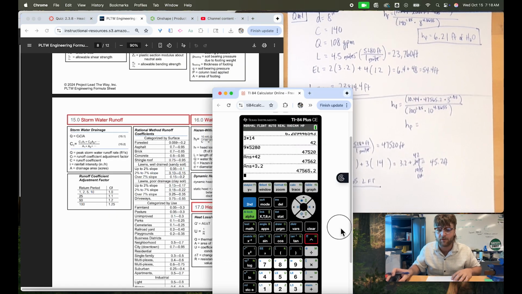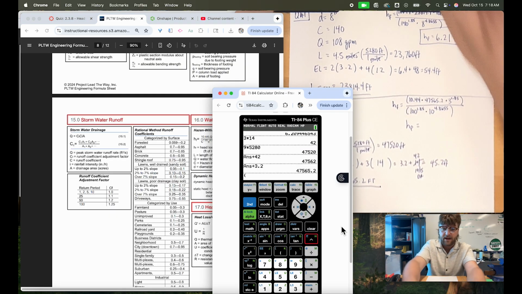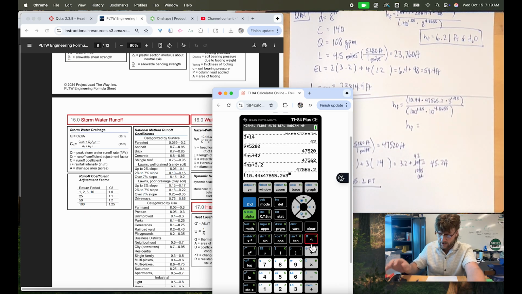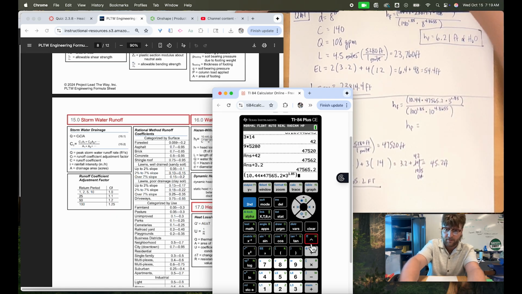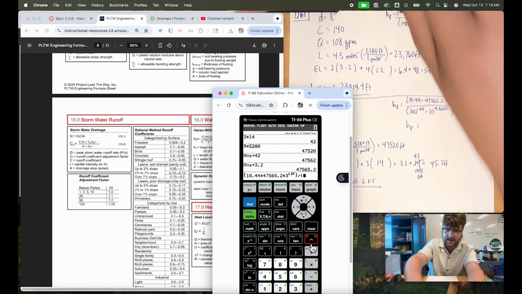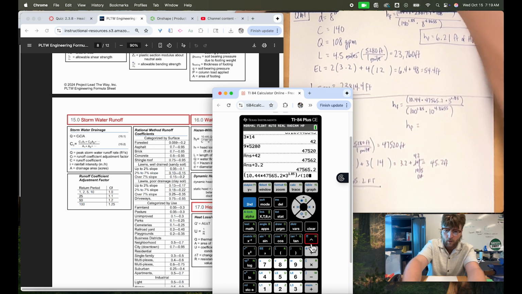So we've got big parenthesis here. We got 10.44 times, and then we're going to put in the 47,565.2 times 3. We're going to raise that to the power of 1.85 here, right? And then we're going to put a big parenthesis again. We're going to divide this, and then we're going to put a big parenthesis on the bottom, 100. Then we're going to raise that to the power of 1.85.